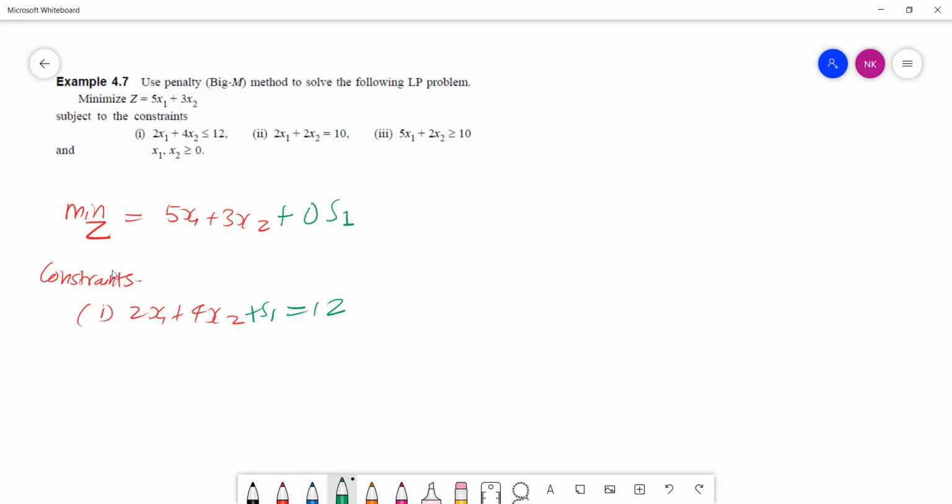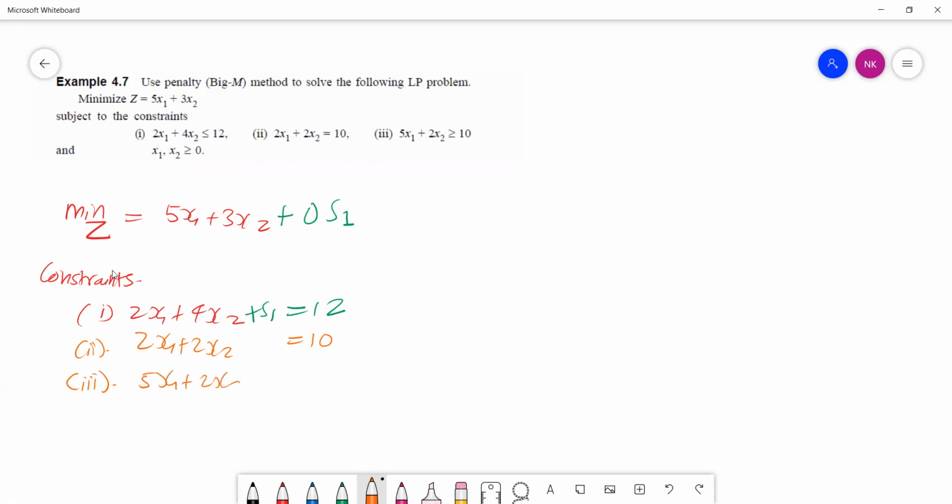We have learned that whatever variables are there in the constraints need to be there in our objective function. So I have just added 0s1. The second constraint, 2x1 plus 2x2 is equal to 10. Let it be like this only. We would come back to it after we discuss the third constraint.